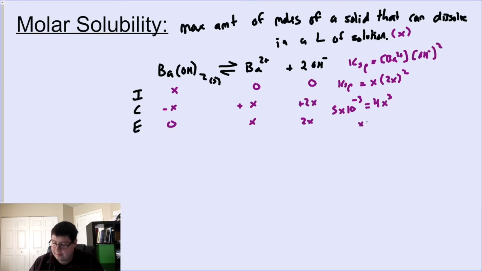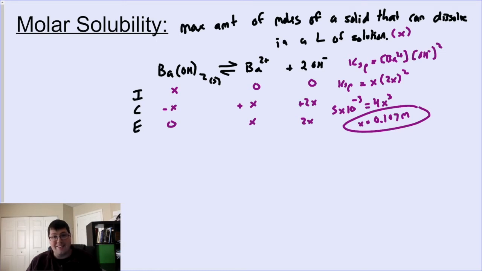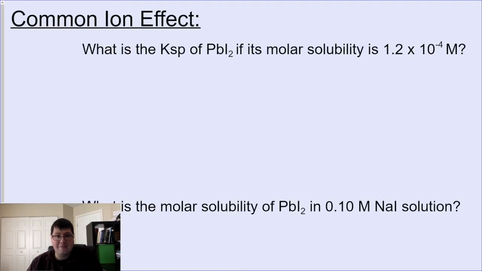Solving for x then, divide by 4, take the cube root, it looks like I get an x of 0.107 molar. And so that represents the molar solubility of my barium hydroxide. 0.107 molar will be the max amount of moles of this solid that can dissolve in a liter of solution. Now let's go ahead and take a look at how the common ion effect can change the solubility constants that we have for a solution here.